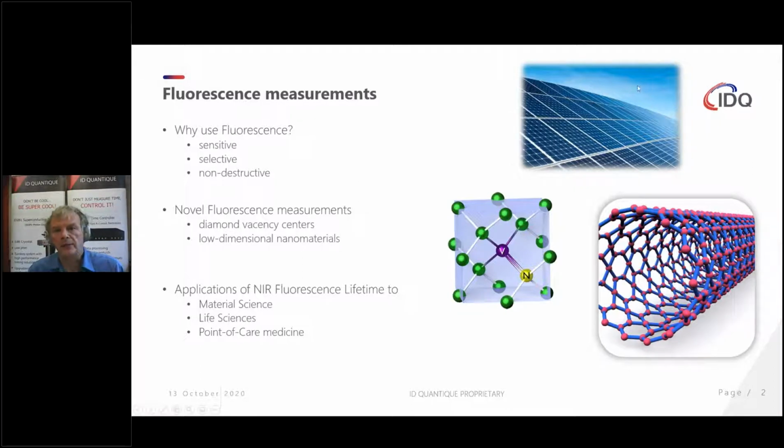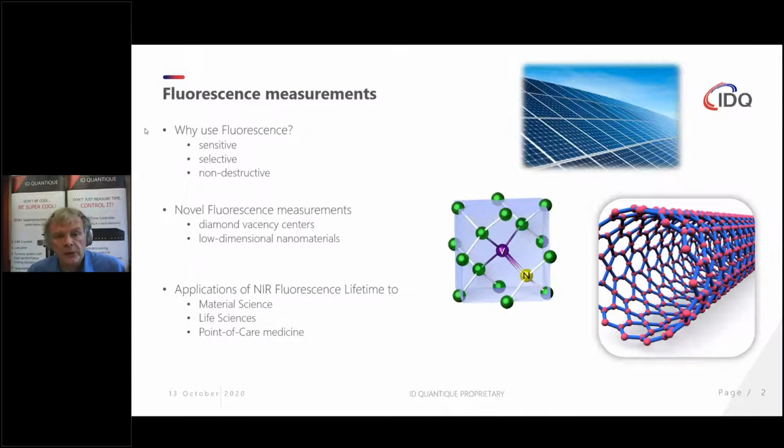So the fluorescence, why do we want to use fluorescence? Well, it's sensitive compared to absorption measurements or reflection measurements. It can be selective depending on what filters you use and what fluorophore. And of course, it's non-destructive. You can shine light on your sample, you can get some fluorescence back, and you can still keep your sample.